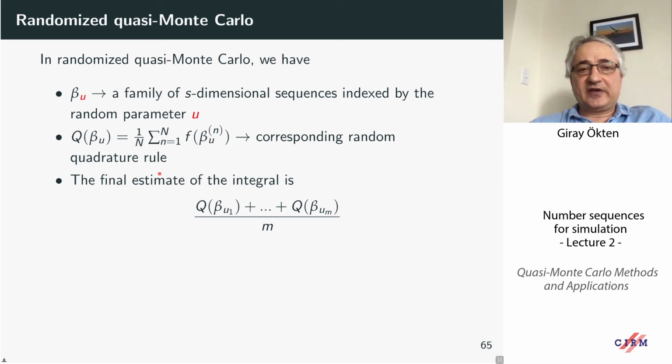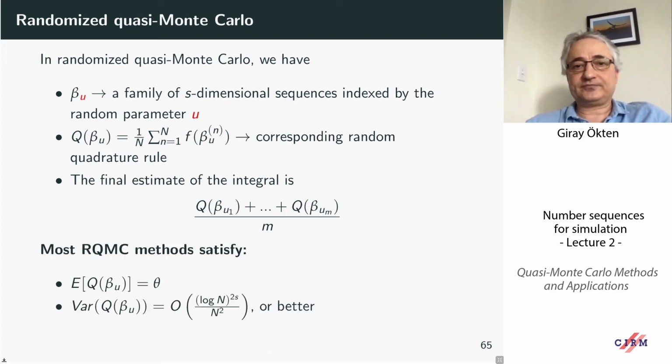And then in a practical implementation, I will be sampling from this random variable u and obtain u1 through um. And for each one of them, I have an estimate for the integral, and then I am taking the average of all of those.